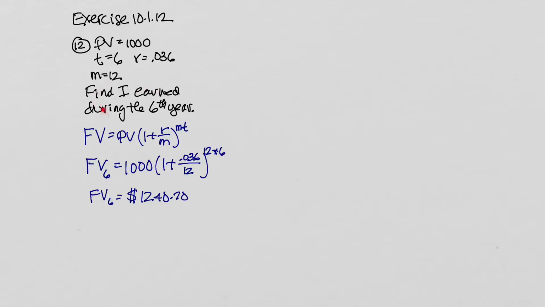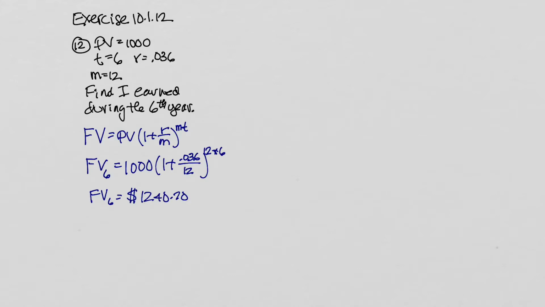How much interest did we get just during the 6th year? Well, look, this is how much we've made in 6 years, right? If we take that 1240.70, subtract our $1,000, we will have made $240.70 in 6 years. But we just want the interest in that last year.